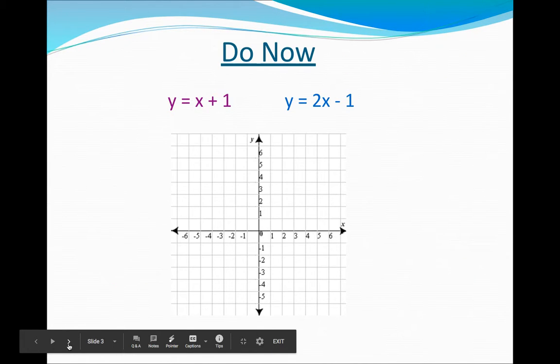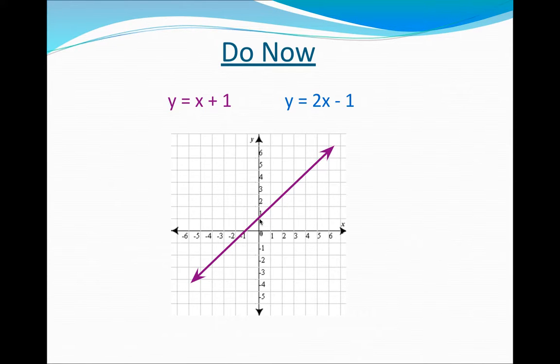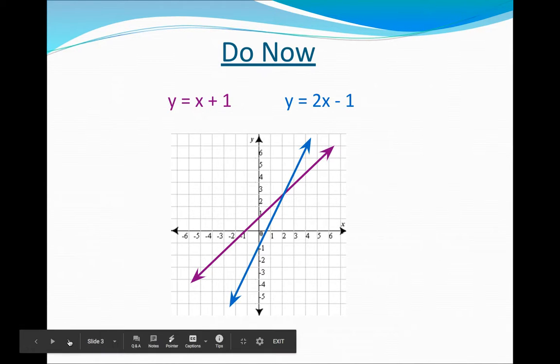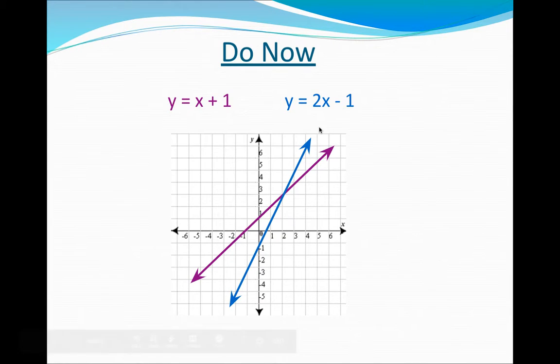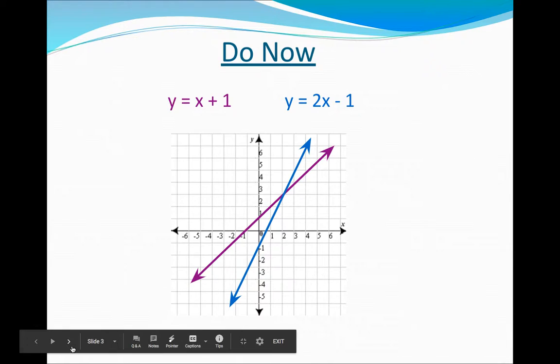Great. So if you graph line y equals x plus 1, that's your purple line. Remember that you're graphing the y-intercept at 1, and then your slope is 1 over 1, so up 1 over 1 to the right. For the second one, y equals 2x minus 1, your y-intercept is at negative 1, and your slope is 2 over 1, so you go up 2, run 1 to the right. And you notice that the point of intersection is right at 2, 3.